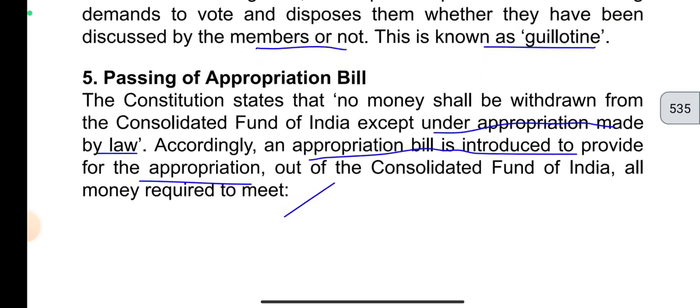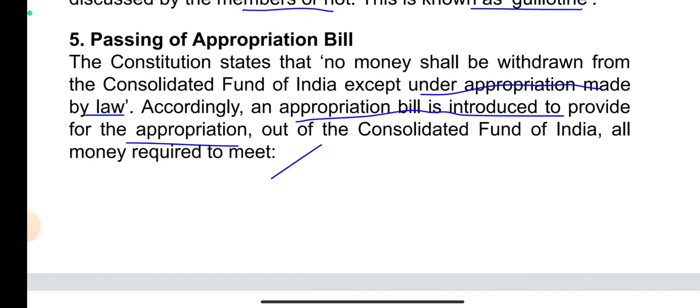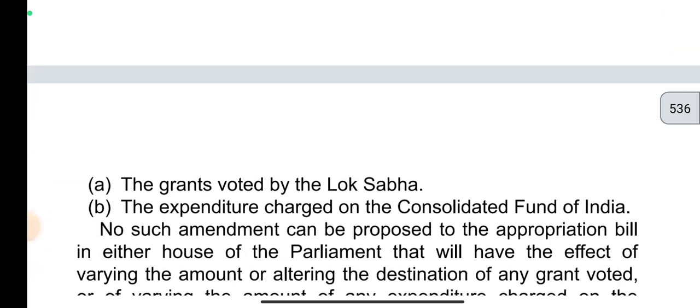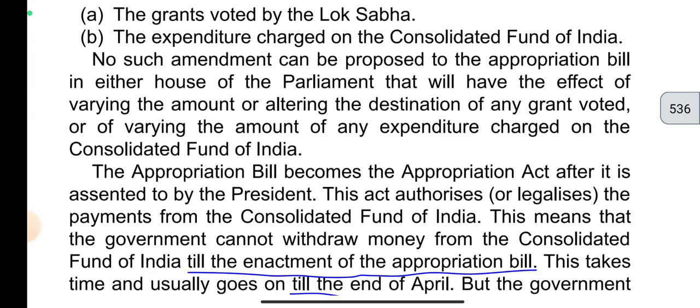Then, passing of appropriation bill, the fifth stage. The Constitution states that no money shall be withdrawn from the Consolidated Fund of India except under appropriation made by law. Accordingly, an appropriation bill is introduced to provide for the appropriation out of the Consolidated Fund of India all money required to meet the grants voted by the Lok Sabha, and the expenditure charged on the Consolidated Fund of India.